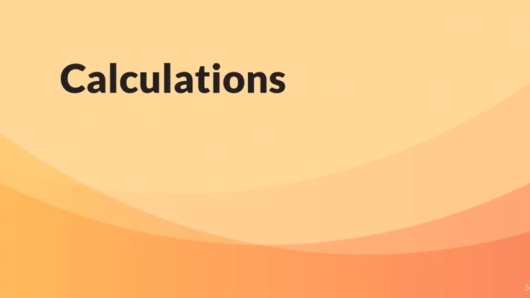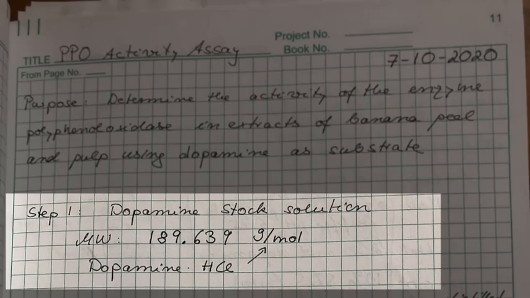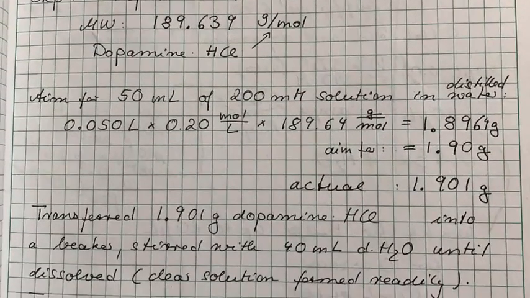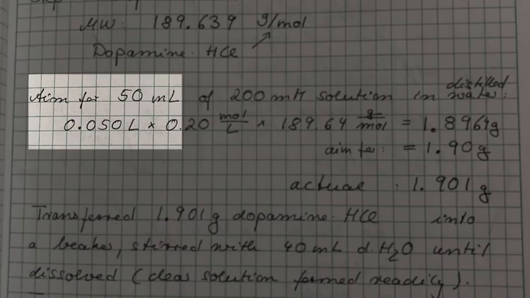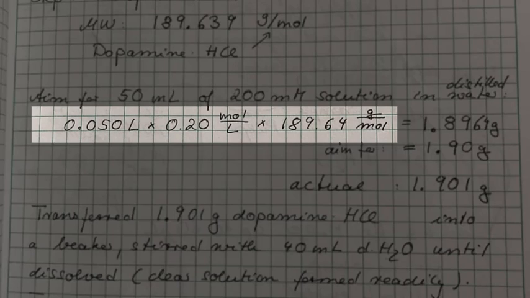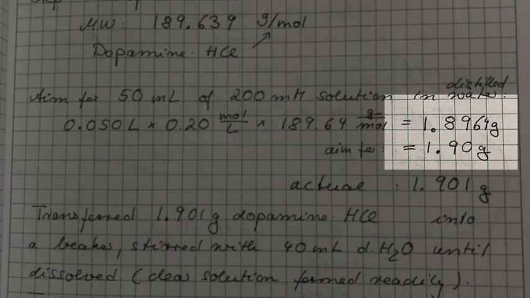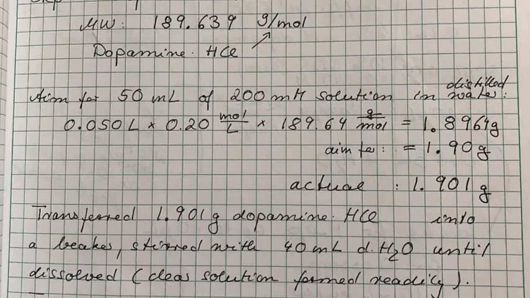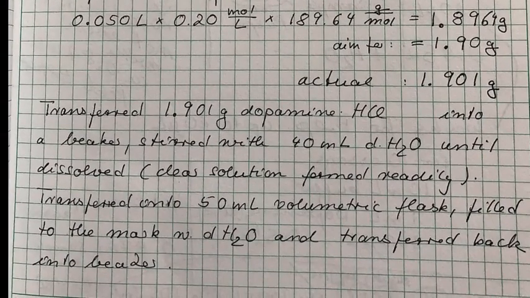Let's look at the calculations on how to make a stock solution. First, make sure you have the correct molecular weight, the one for dopamine hydrochloride. Then in a lab notebook, you would write out all the details of your calculation with proper units. The formula is volume times concentration times molecular mass. Don't forget to record the actual weight that was used.